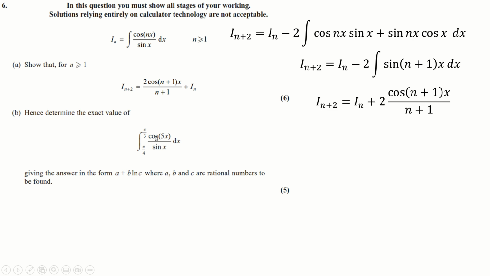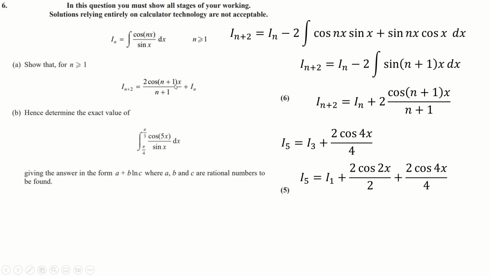Okay, determine the value of this. Well, clearly we're just using n is 5 here. So I5, based on what we just found, is I3 plus 2 lots of cos 4x over 4. But I3, of course, we can use the rule again. I3 is just I1 plus 2 lots of cos 2x over 2, because n has to be 1 to make I3. So that becomes that.